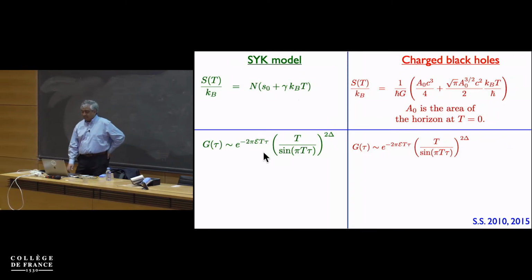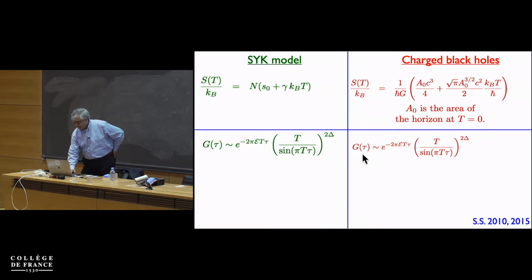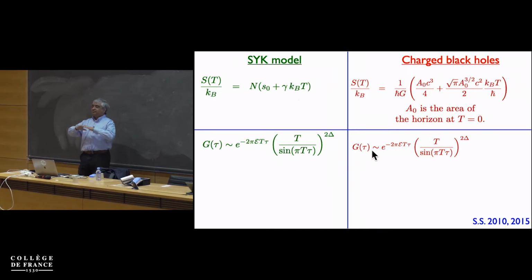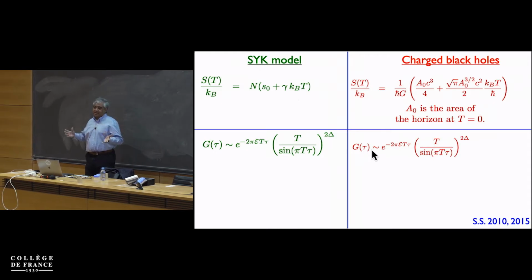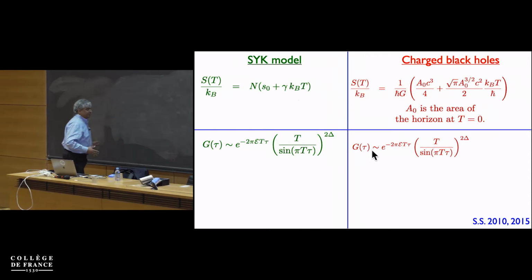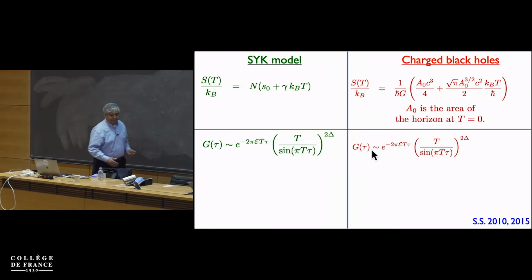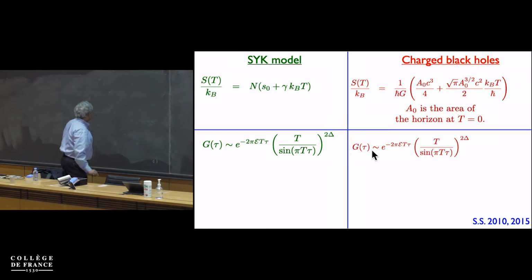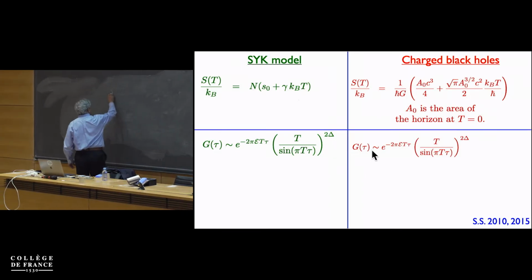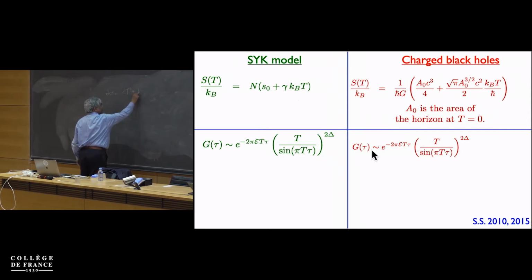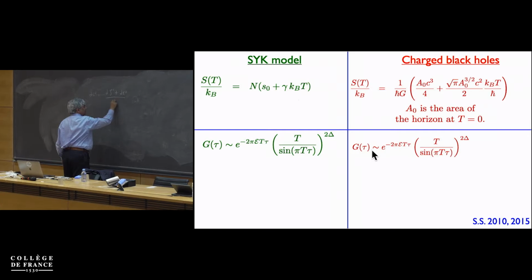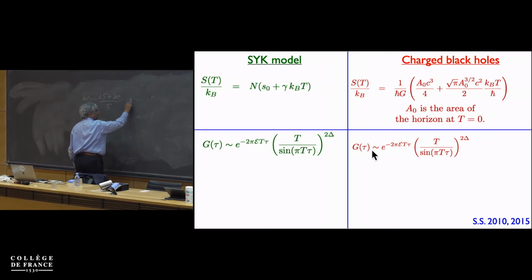Okay, so in the case of a black hole, you can also compute a Green's function. What is this Green's function? This is just a free fermion moving in the black hole background. So you have an ADS2 metric, which is ds squared is d zeta squared plus d tau squared over zeta squared. That's ADS2.